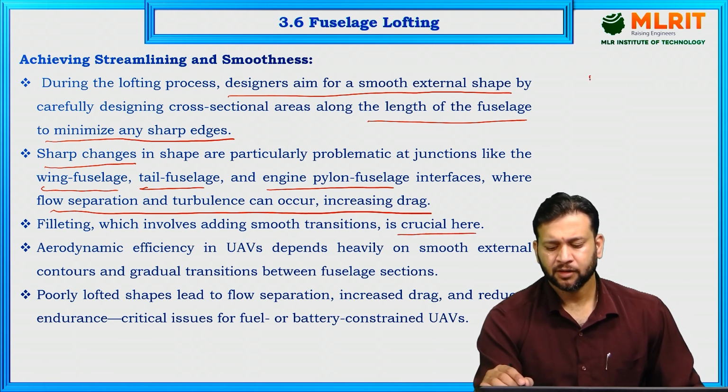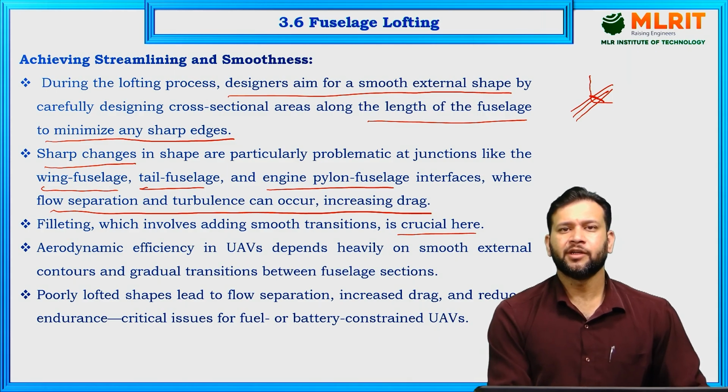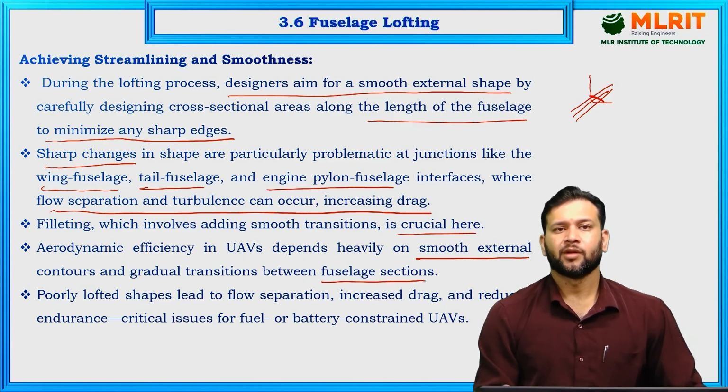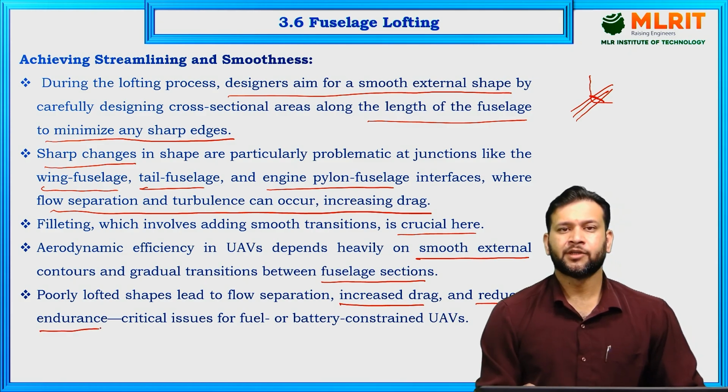Filleting is, if this is a structure where two geometries are joined, we'll give one fillet like this, ensuring that it is streamlined, and whatever air is there, it will pass like this over it. Aerodynamic efficiency in unmanned air vehicles depends heavily on smooth external contours and gradual transitions between fuselage sections. Poorly lofted shapes lead to flow separation, increased drag, and reduced endurance, which are critical issues for fuel or battery constrained unmanned air vehicles.